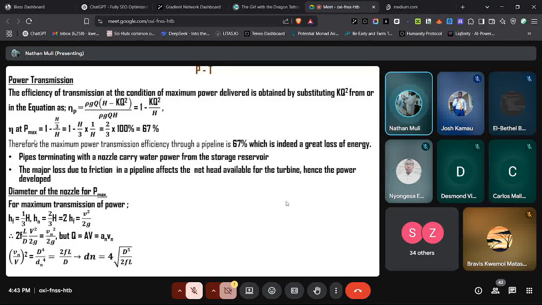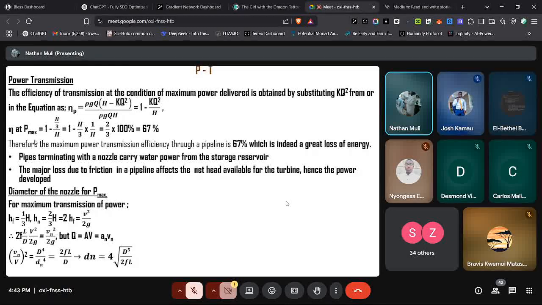And therefore we are saying this. When there is power transmission through a pipeline, for there to be maximum power being transmitted in the system, the efficiency of that system should downgrade to 67%, okay? Which is indeed a very great loss of energy.